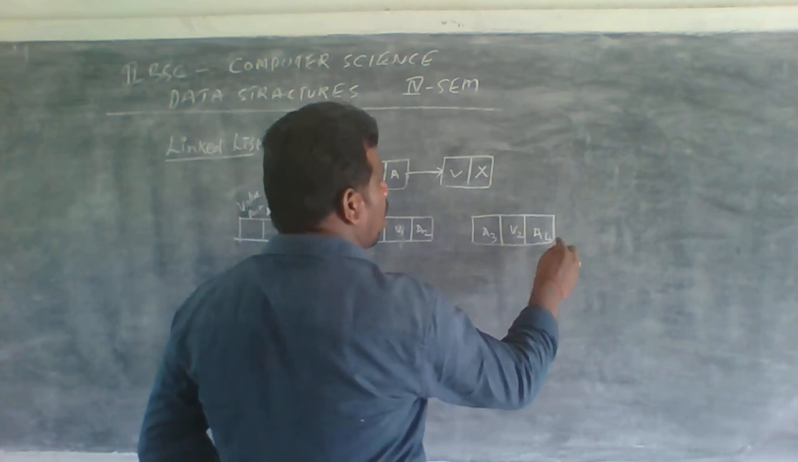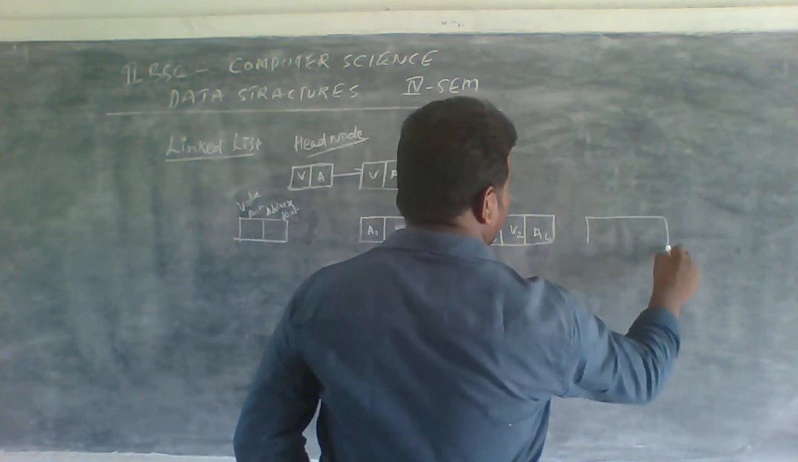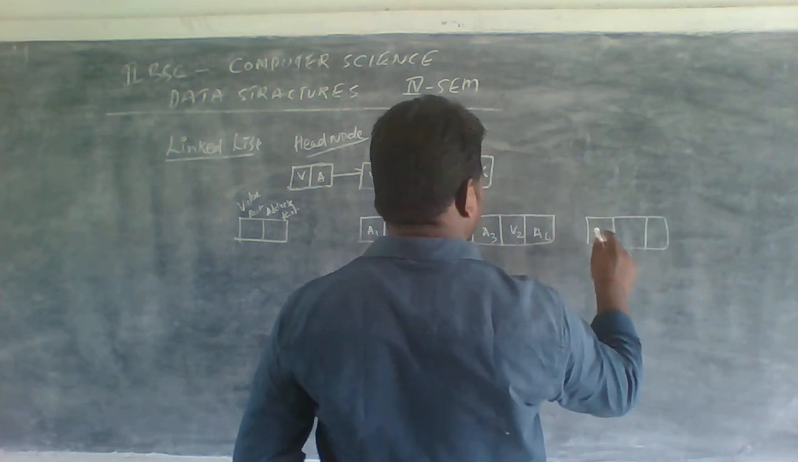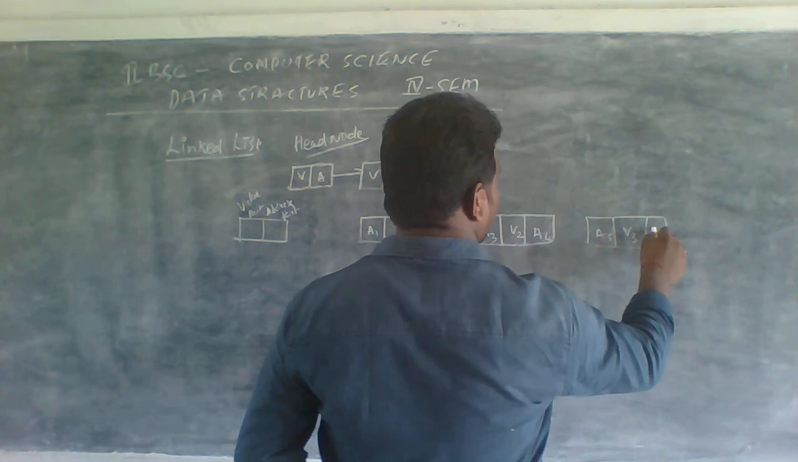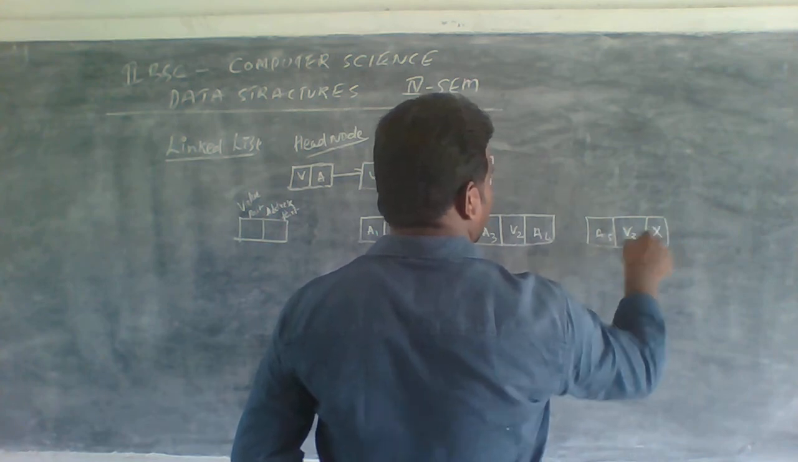A4, and there is another one. This can also be divided into three types. That is called A5, B3, and the last one can be placed like this.